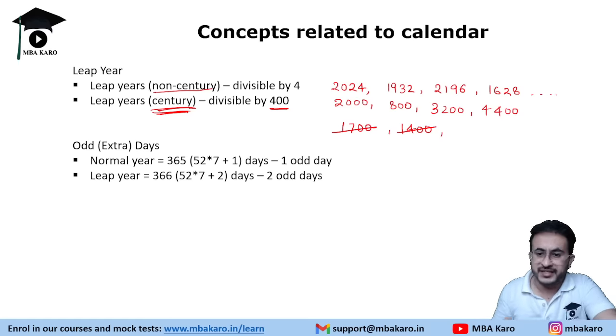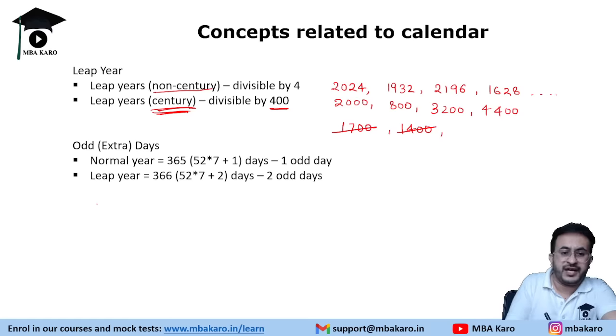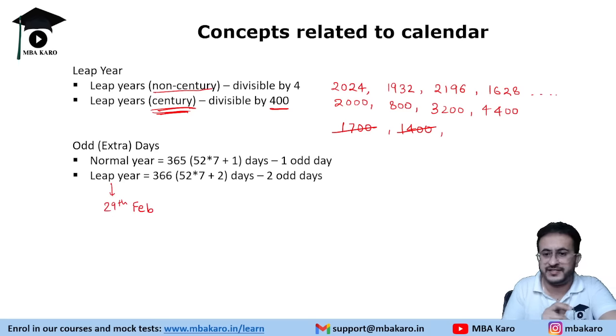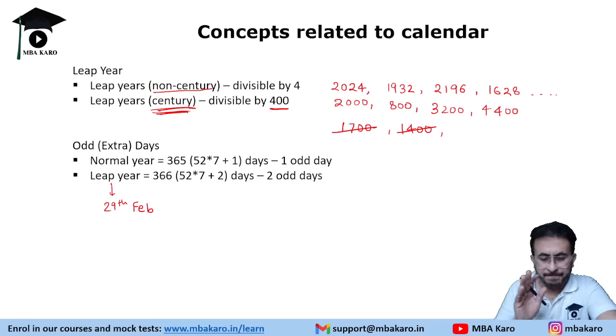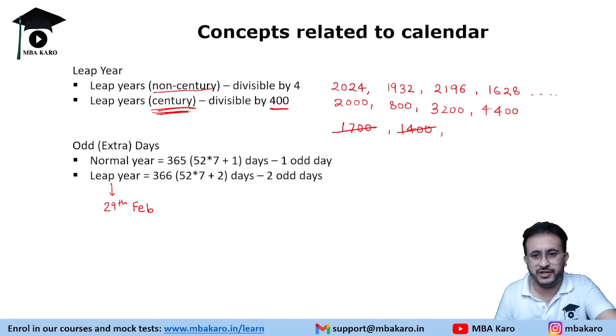Now, what happens in a leap year is, in a leap year, we have 29th Feb also. In other years, we have February till 28th. Okay. Now, in a normal year, we say 365 days. You must have heard it several times. I'll tell you the number of days in each of the months. You can count that. But you must have heard this fact. I guess everyone knows that a year has 365 days.